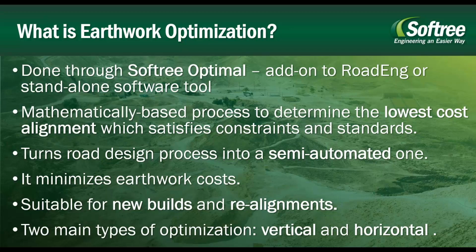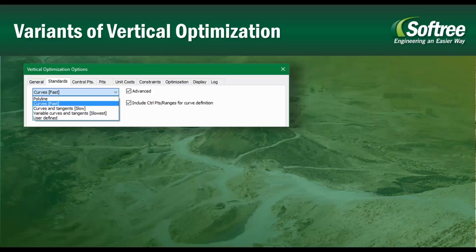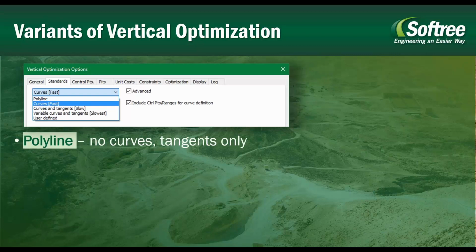Now, vertical optimization itself has a few different variants, and this is a point of confusion, so we're going to go through it a little bit here together before we pass it over to Matt for the demo. So there's 5 different vertical alignment types or variants that can be generated by Softree Optimal. Now, the first of these is called polyline. There are no curves, it is exclusively tangents, and understandably, this is almost never used.